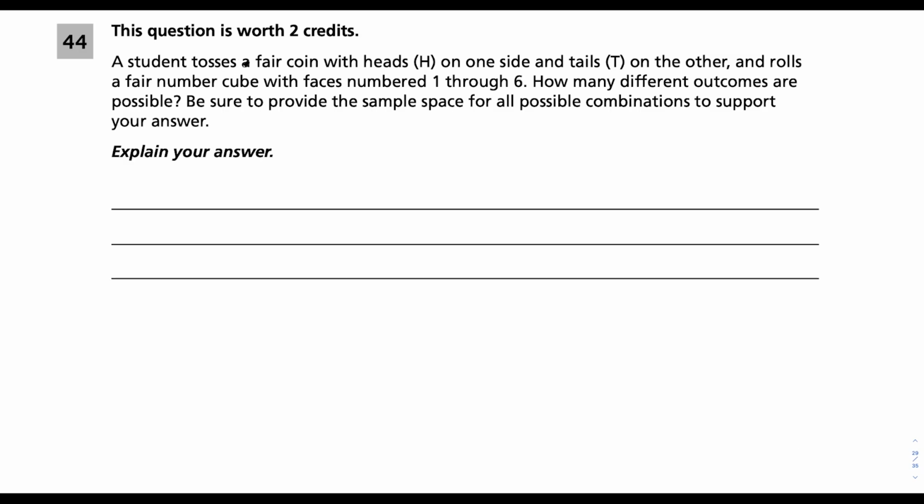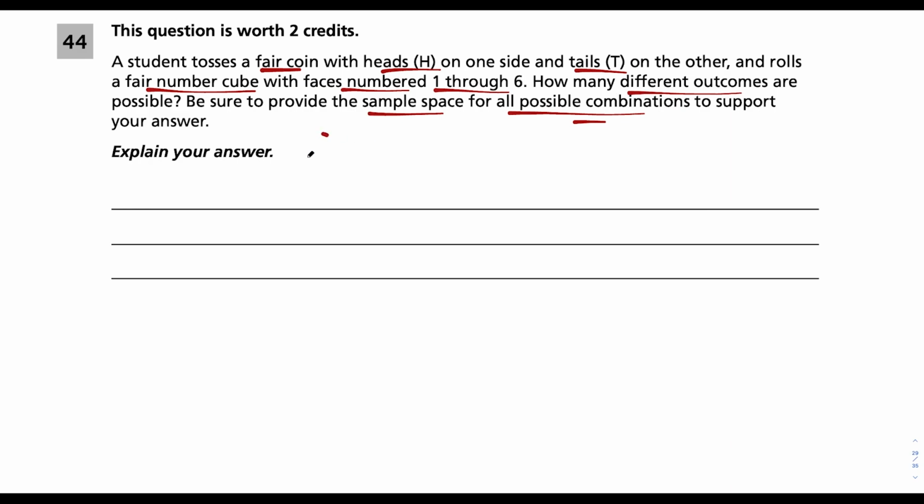So question 44, we have a student tosses a fair coin with heads on one side and tails on the other, and they roll a fair number cube with faces numbered 1 through 6. How many different outcomes are possible? And we have to be sure to provide the sample space for all possible combinations to support our answer.